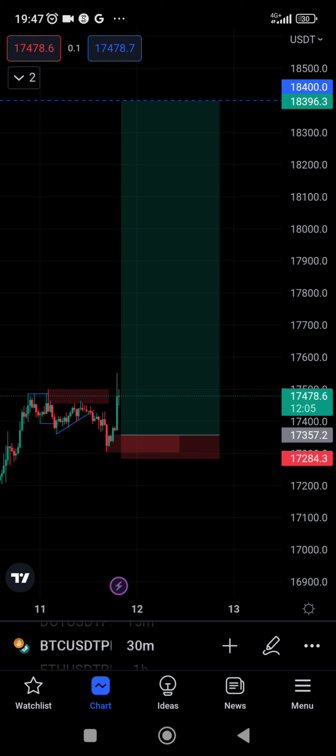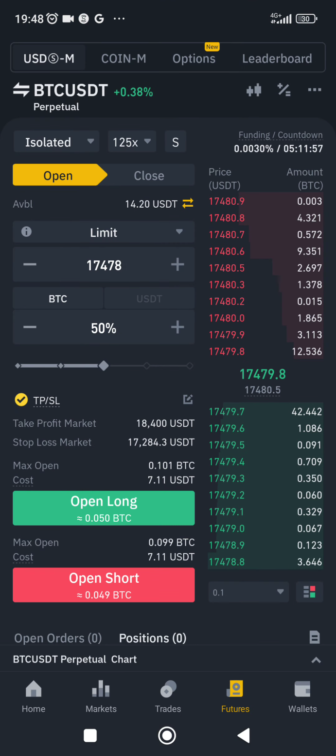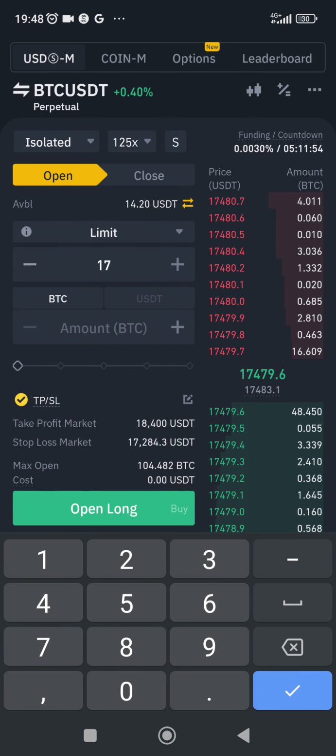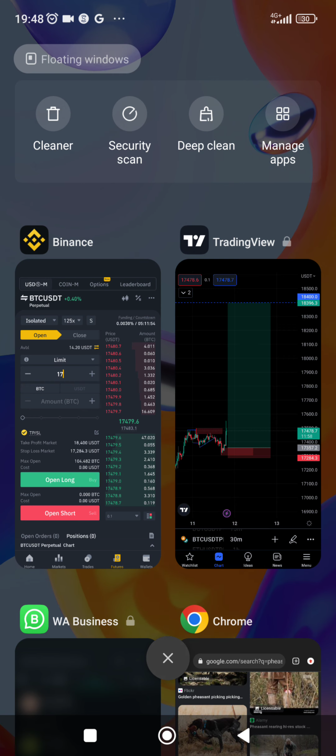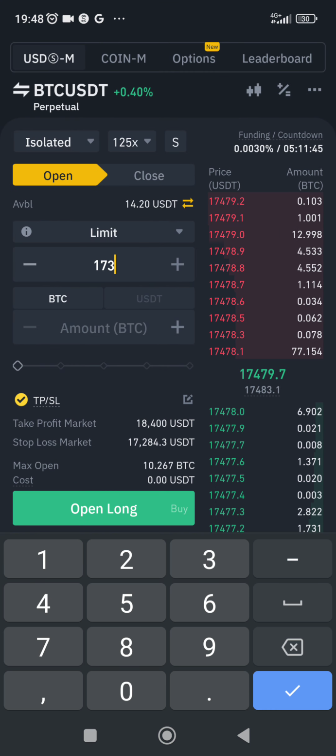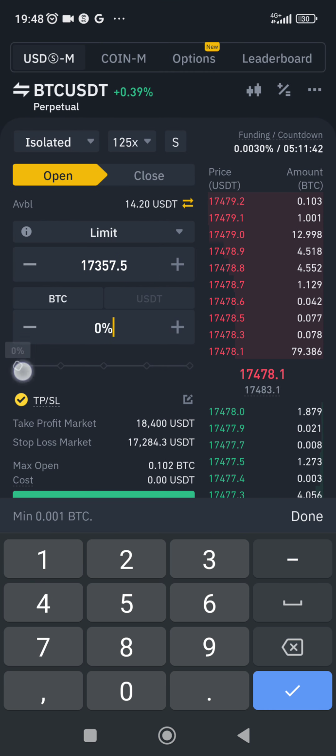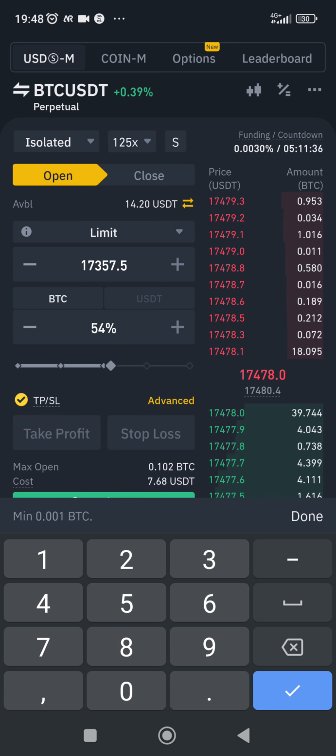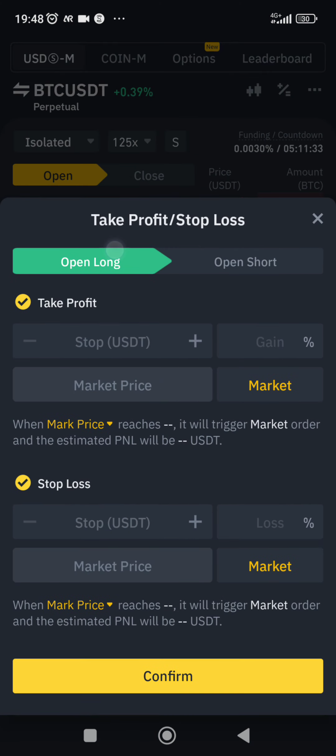Now, what am I going to do? I'm going to put the value of the entry, 17,357.2, in the limit. Let me check it again. 17,357.2. So I'll just move this. Let me just move it to 50% first. Then I'll tap on this guy. Make sure you toggle this TP/SL on. Then tap on this advance. Okay, so you make sure you toggle it to open long, since you are buying. Long is buy, short is sell. Okay, since you are longing, you make sure you're putting this. If it is short, you use this.